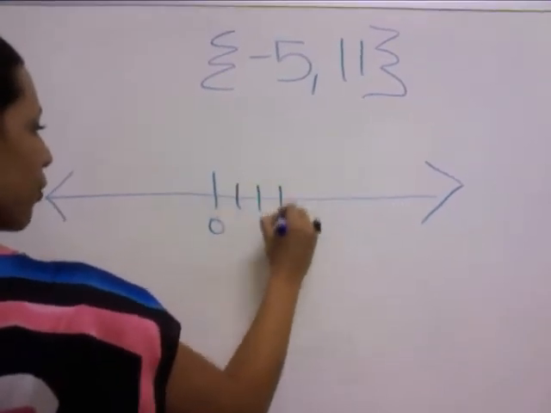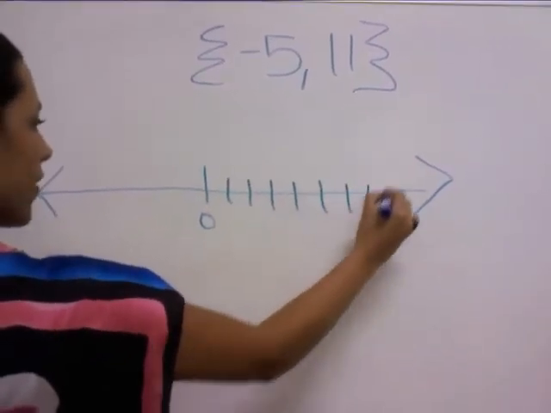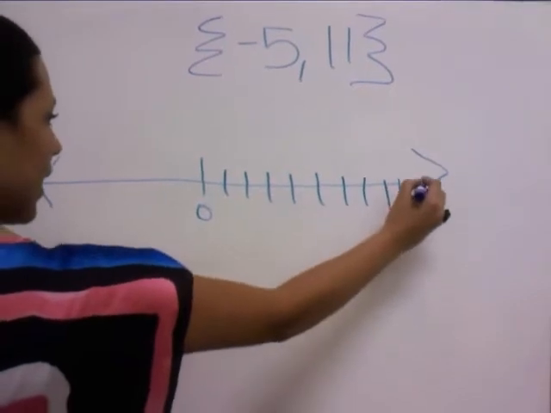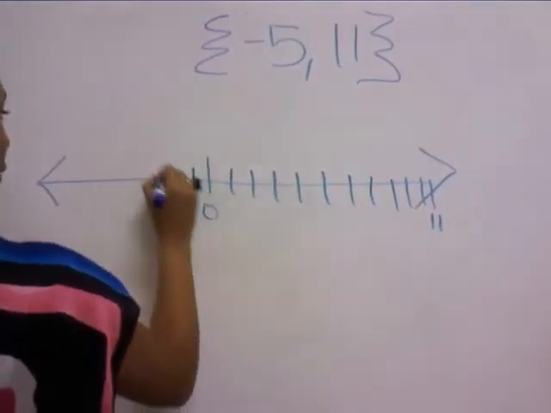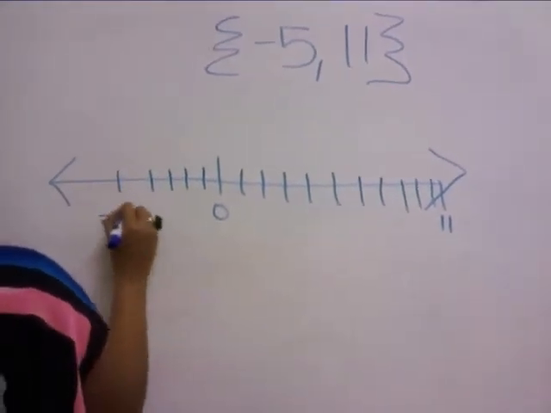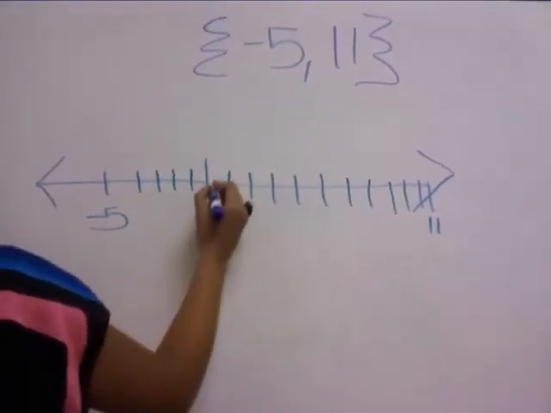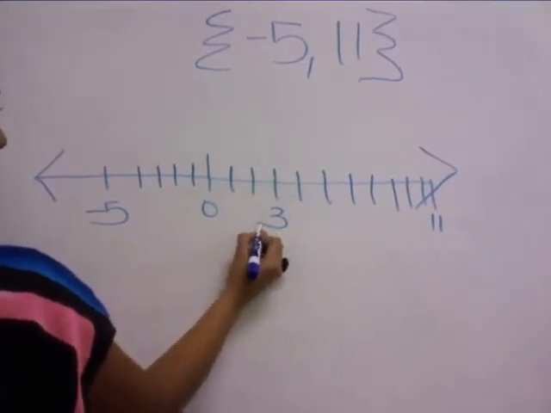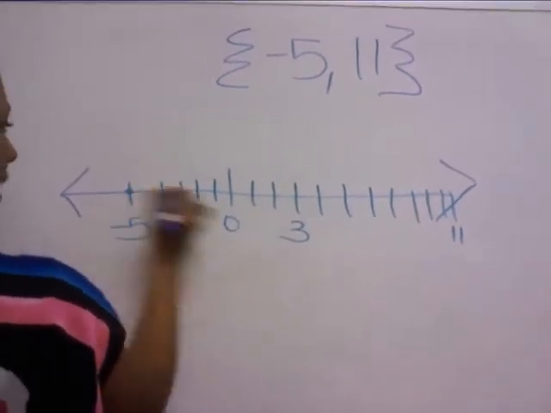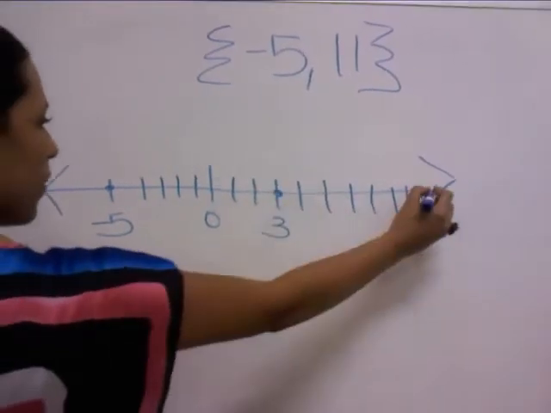1, 2, 3, 4, 5, 6, 7, 8, 9, 10, 11. 1, 2, 3, 4, 5, negative 5. Then 3. 1, 2, 3. Point at negative 5. Point at 3. Point at 11.